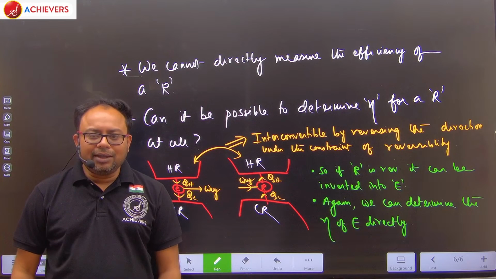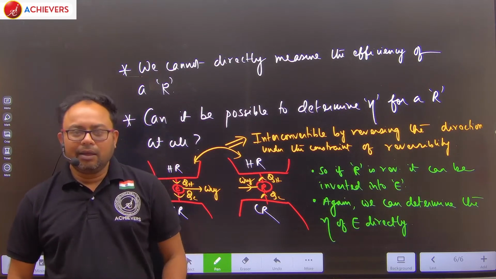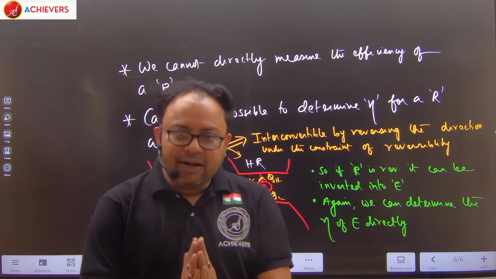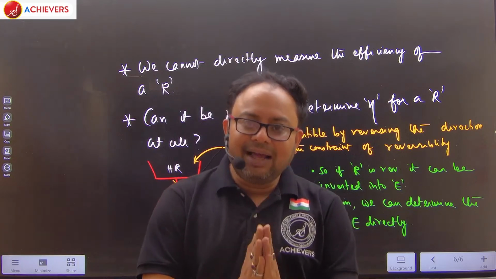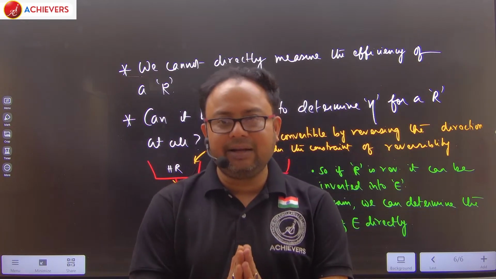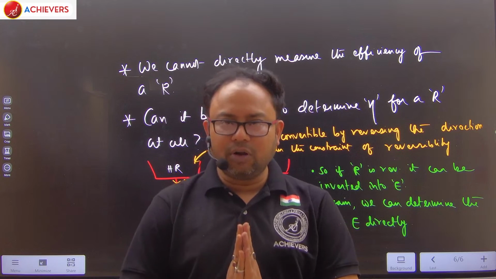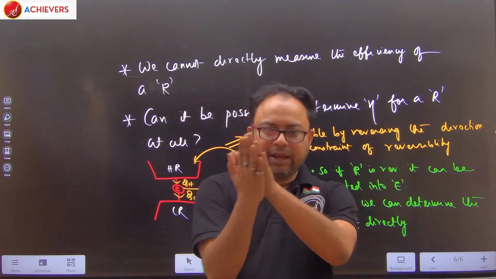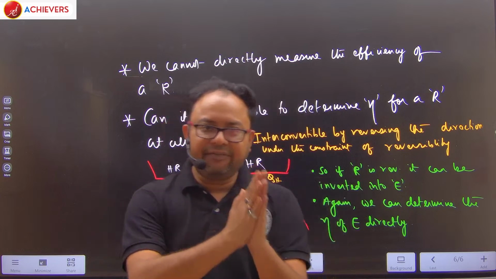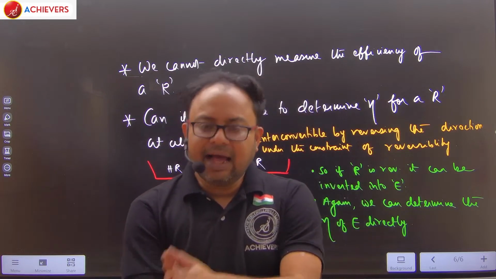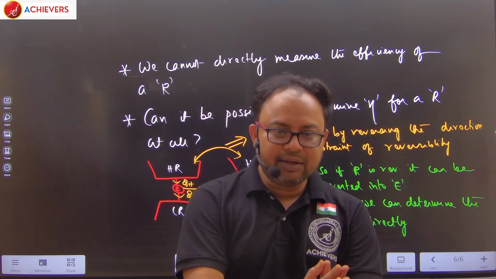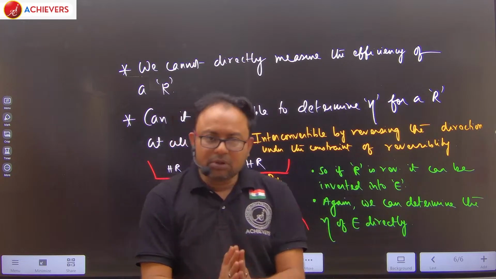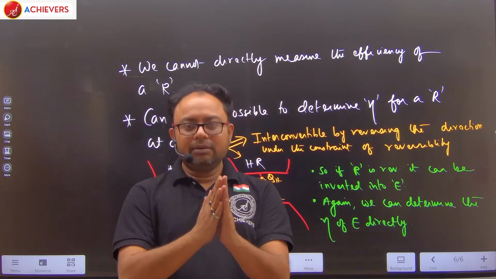So what is the trick we are applying? We know that we cannot evaluate the efficiency of R directly. Okay, that is known to all of us. Because in that case, the output will exceed the input and efficiency will be greater than unity, and that is not possible physically. Okay. So, what is the remedy?